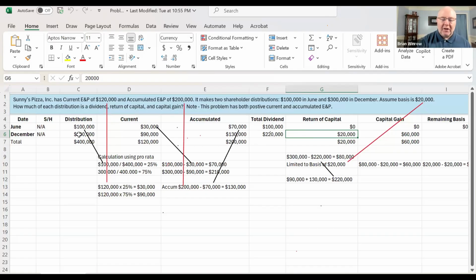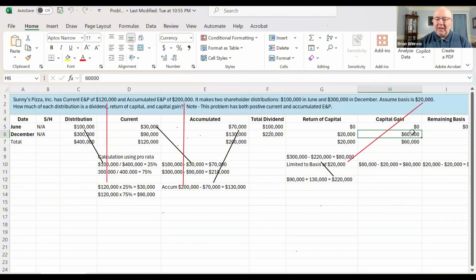So a $300,000 distribution, $240,000 of distributions already leaves us 60,000. We're going to call that 60,000 a capital gain.